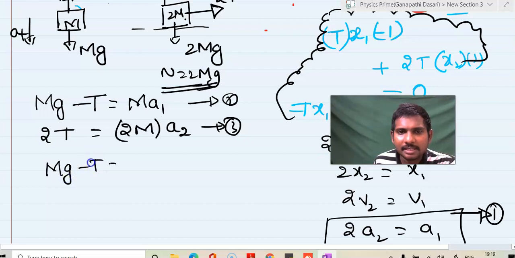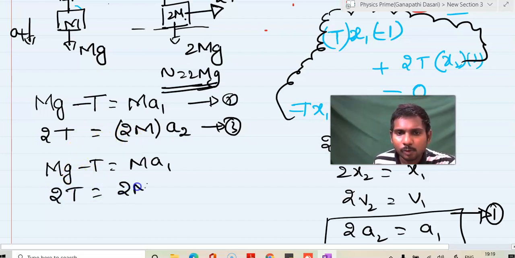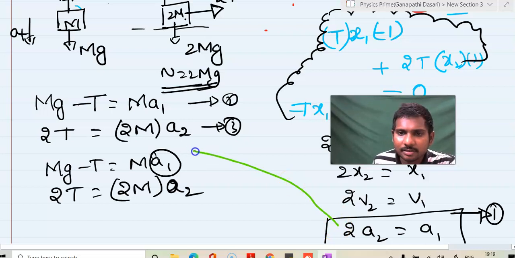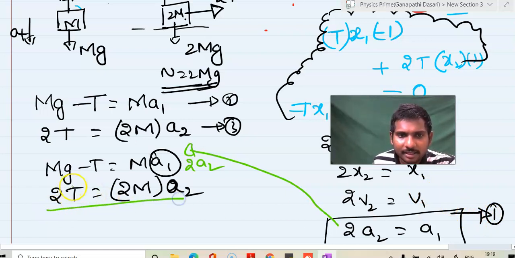mg minus T is equal to ma1 is the first equation, and substituting the result a1 is equal to a2 in the third equation, 2T is equal to 2m into a2 can be written as a1 by 2, or a1 can be written as 2a2. I am writing it as a1 equals 2a2. This can be substituted in this equation, so that we solve the equation here.